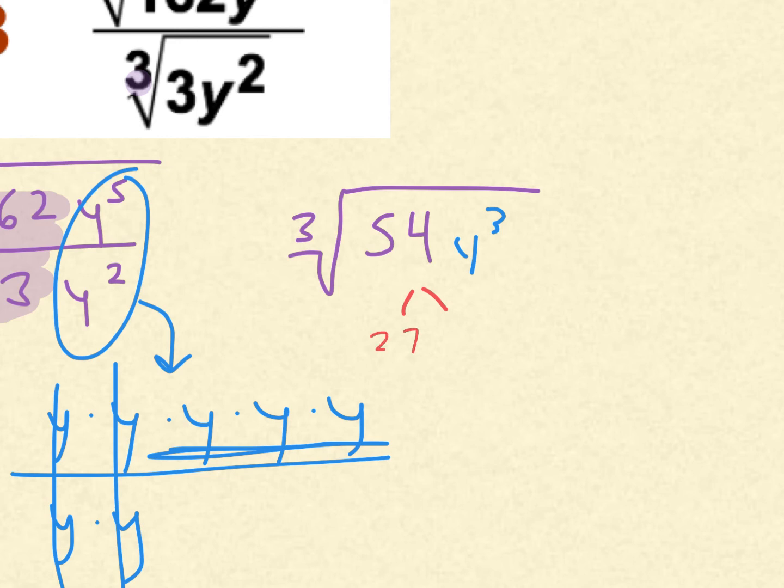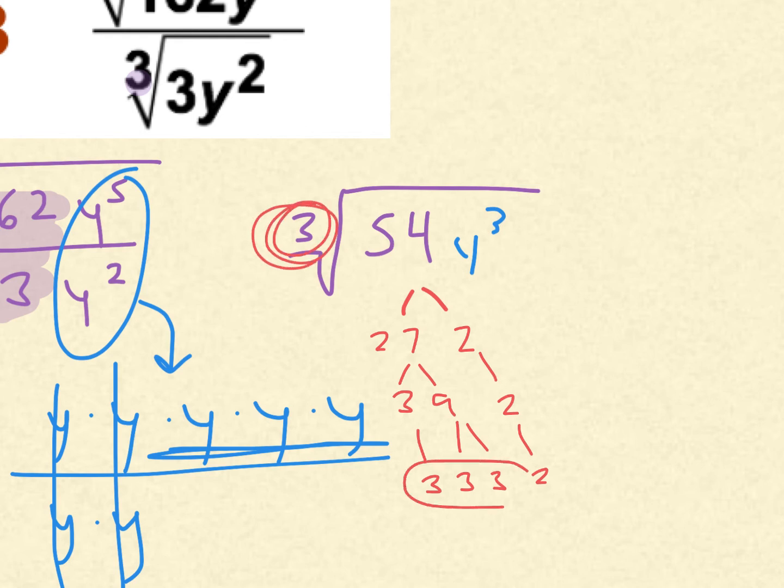2 and 9 and 6 would have worked too. What are factors of 27? 3 and 9. And then factors of 9? 3 and 3. Can we break down anything else? Nope. We're circling groups of how many here? Groups of 3. So we circle 3 3s.